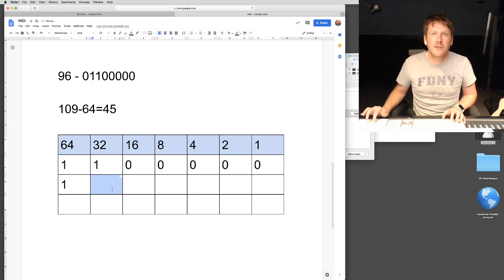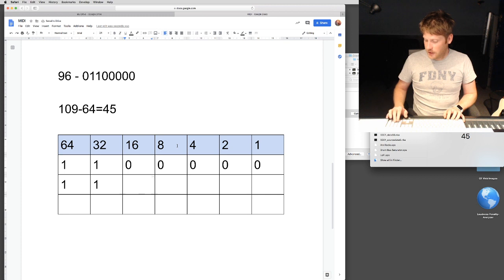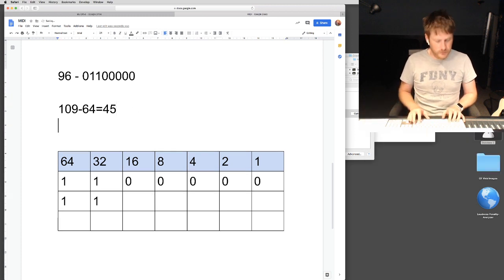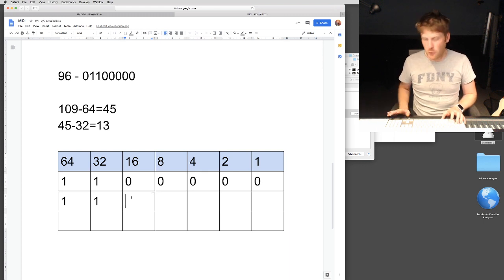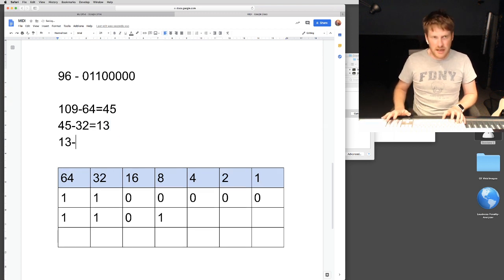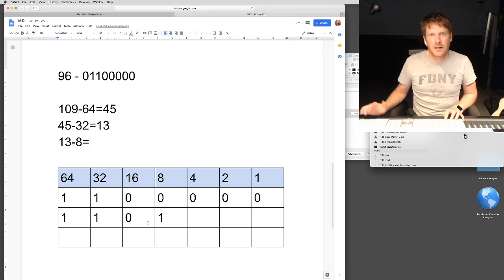And then you answer the question, does 32 fit into 45? Yes, it does. And then you take 45 and minus 32, and you get the answer 13. So 45 minus 32 equals 13. Next question, does 16 fit into 13? No, 0. Does 8 fit into 13? Yes, 1. Then 13 minus 8. You see how it takes, for me, a few minutes. This is how I'll do it. I don't ever need to do this. 13 minus 8 gives me the answer 5.